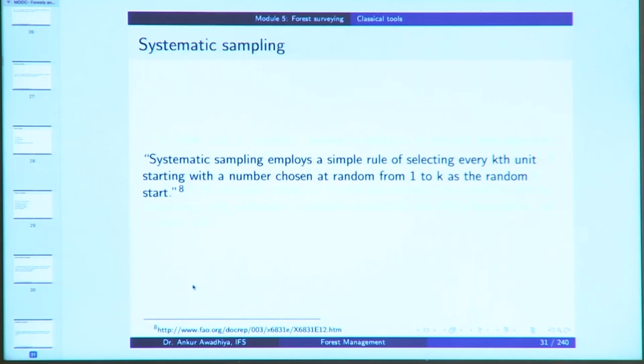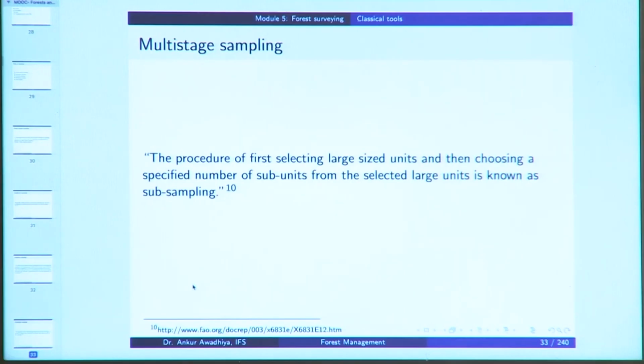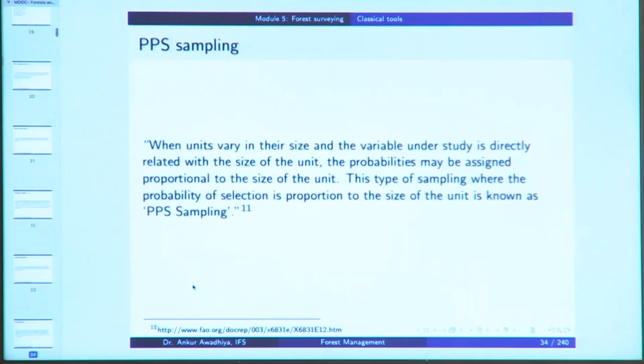chosen at random. Next, we have stratified sampling, in which case you divide the heterogeneous population into subpopulations known as strata, each of which is internally homogeneous, in which case a precise estimate of any stratum mean can be obtained. Next, we have multi-stage sampling, in which you first select the large size units, and then you choose a specified number of subunits from these selected large units.